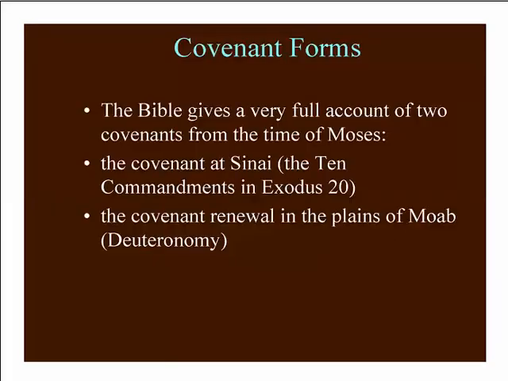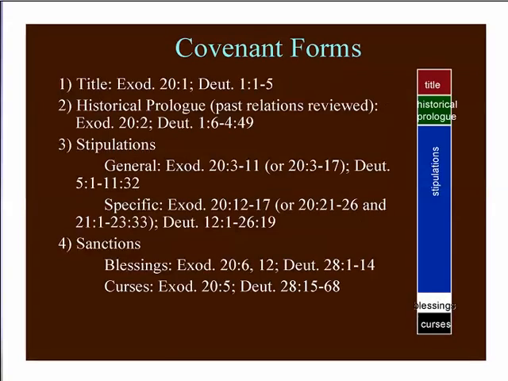But we're not done. We have more covenant forms that come from the time period of Moses himself, coming from Mount Sinai in Exodus 20 and the book of Deuteronomy. So what do we see there? We see another kind of covenant form emerge: title, historical prologue, stipulations, blessings, and curses.